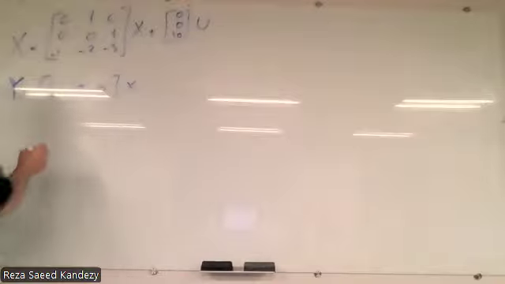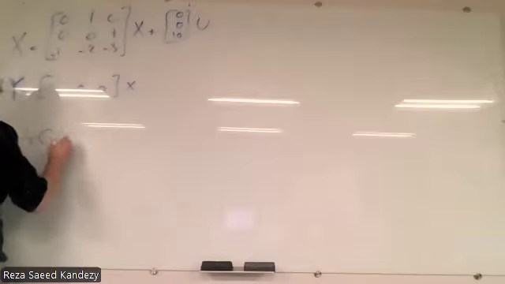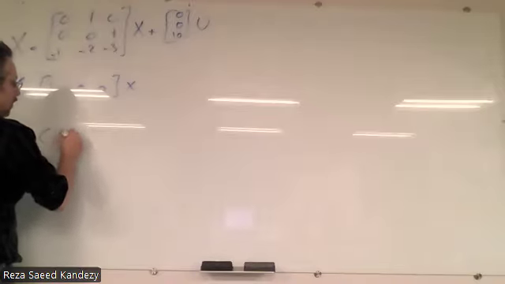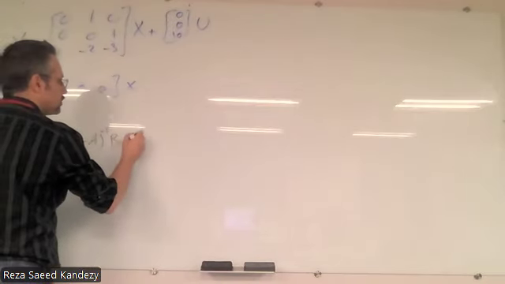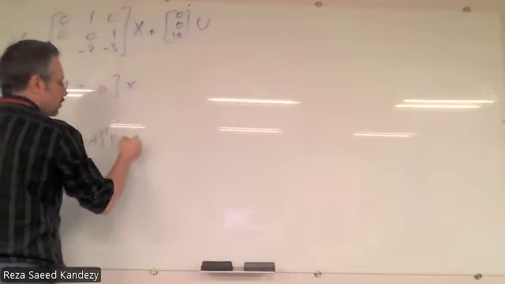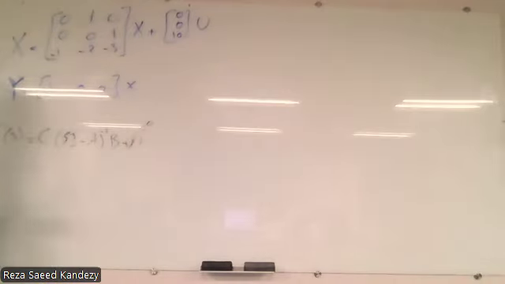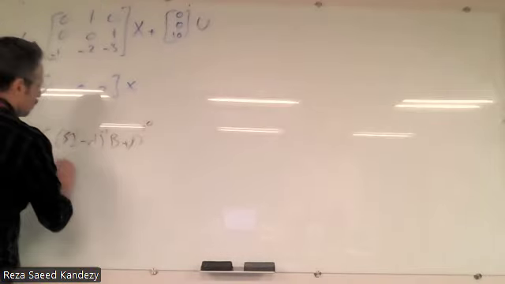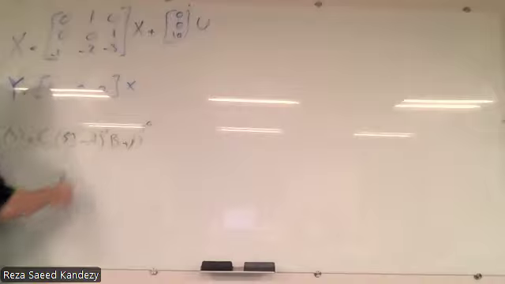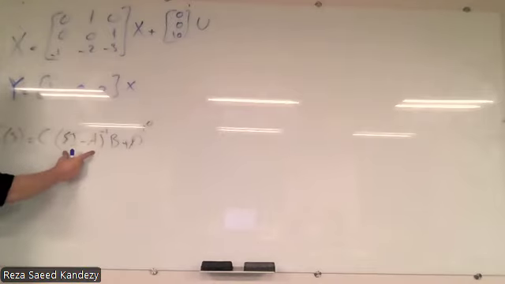Now, I said the transfer function is going to be C times sI minus A inverse times B plus D. Now, my D is 0, so I don't have to worry about it. But I need to solve step by step for sI minus A inverse B. Now, I'm going to start with the sI minus A.